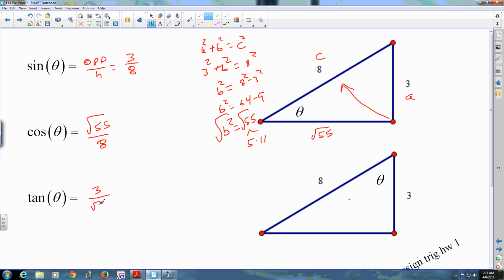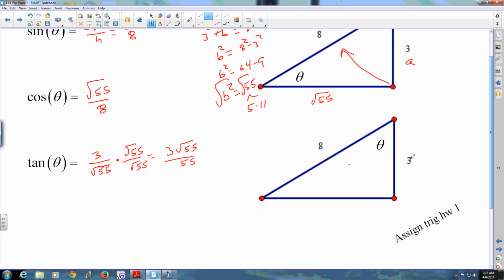3 over the square root of 55. Now, you guys have to remember you can't leave square roots on the bottom, so you got to rationalize it. 3 square roots of 55 over 55. That would be your answer for tangent. Okay.